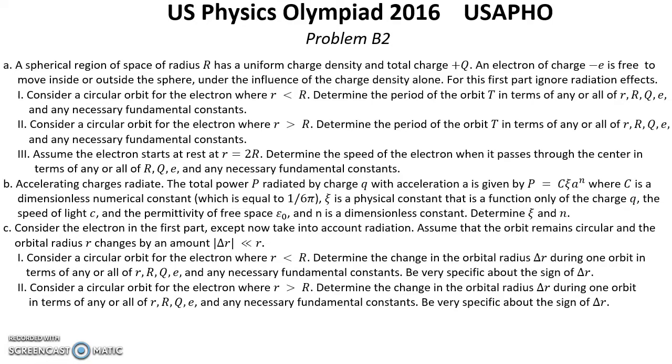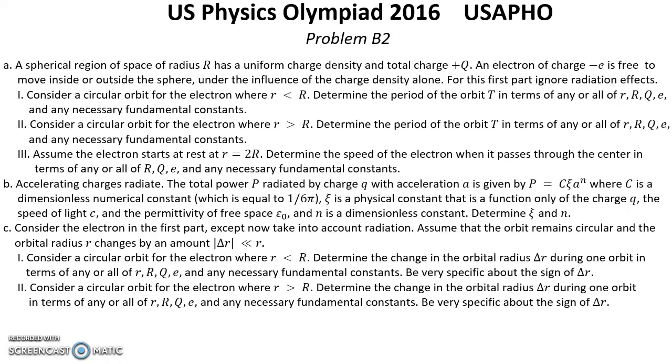Capital C is a physical constant that is a function only of the charge q, the speed of light c, and the permittivity of free space epsilon 0, and n is a dimensionless constant. Determine C and n.